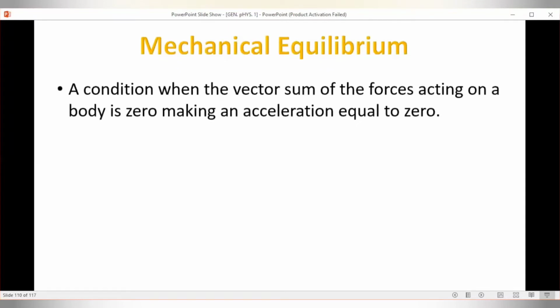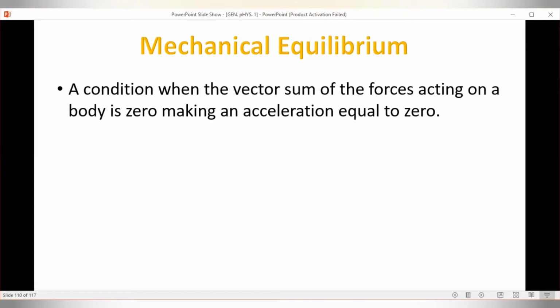Since we're talking about mechanics, when we speak about mechanical equilibrium, it refers to a condition in which the vector sum of the forces acting on a body is equal to 0. So meaning the body is at rest.